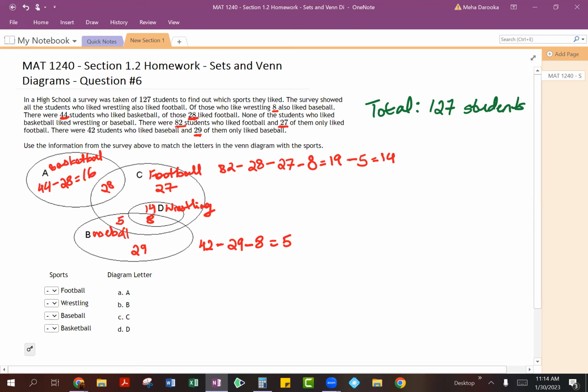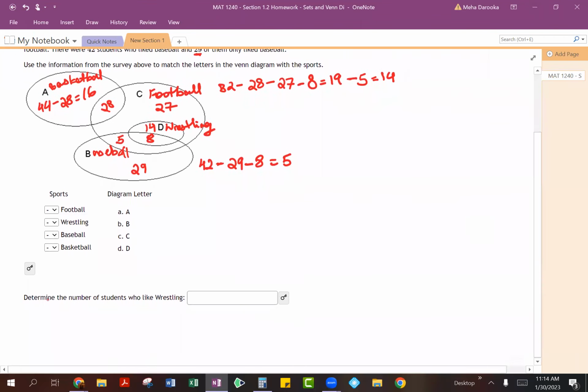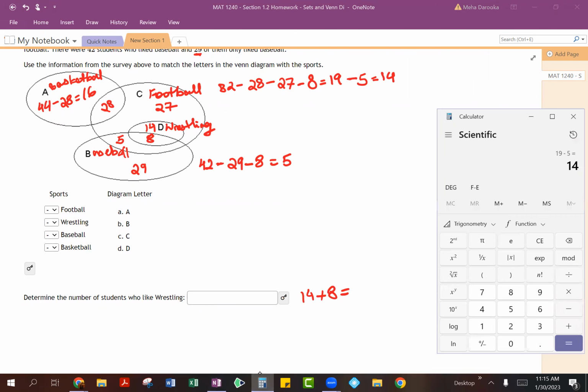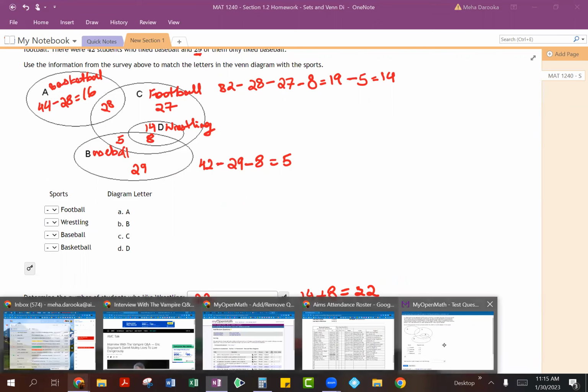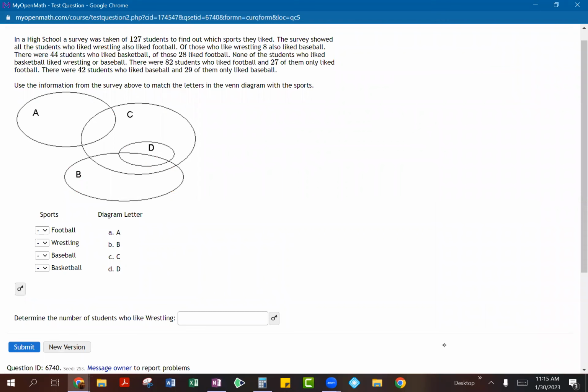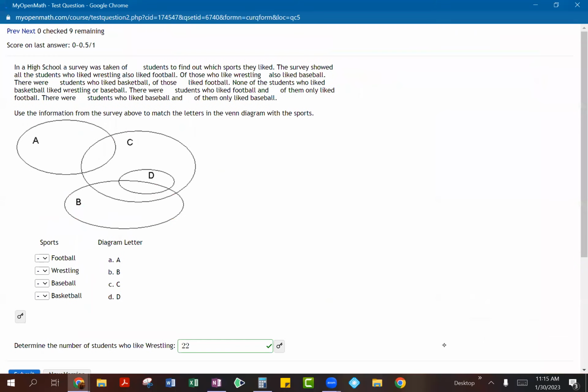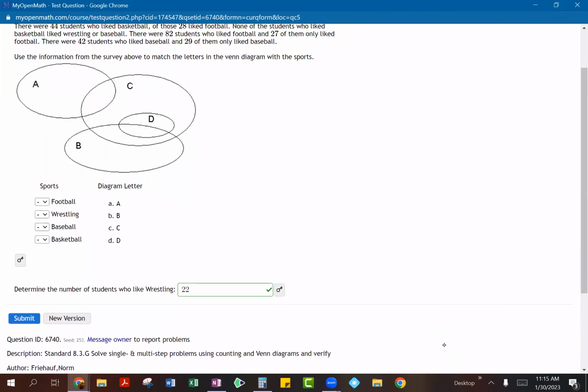And remember, your question is asking you, and I can scroll down here, determine the number of students who like wrestling. So your wrestling is going to be everything that's inside that little circle D. So that's going to be 14 plus 8. And as you can imagine, that comes out to be a total of 22. 14 plus 8 will give you 22. And that's what you're going to enter over here. So let's come back to our question over here. And let's see, we had 22. So let's type that in. And we'll submit our answer, and you can see that comes out to be correct.